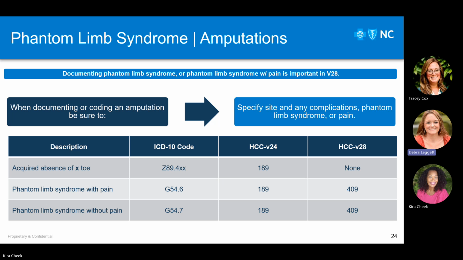Now we're going to talk about phantom limb syndrome. Phantom limb syndrome is a condition in which patients experience sensations, whether painful or otherwise, in a limb that does not exist. Patients who have experienced an amputation should be assessed for this condition and coded appropriately. Phantom limb syndrome with or without pain should be documented specifically by the provider and coded using G54.6 or G54.7.